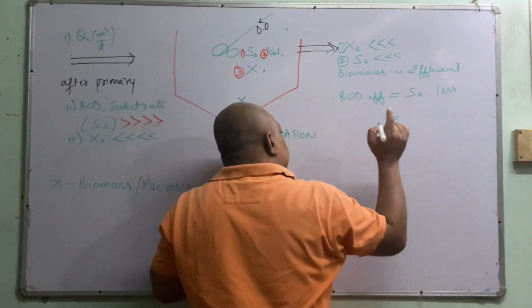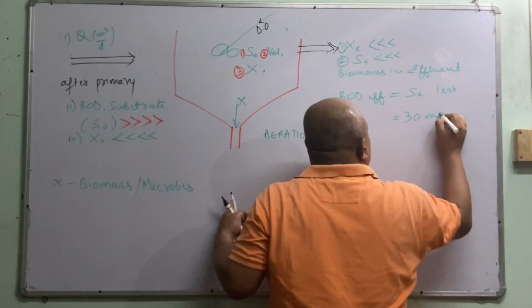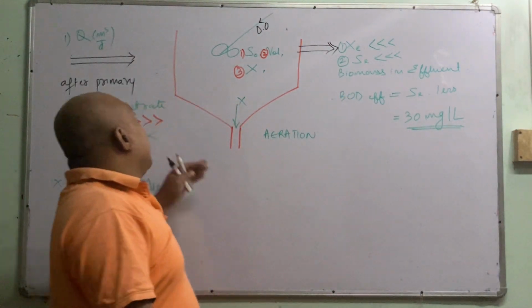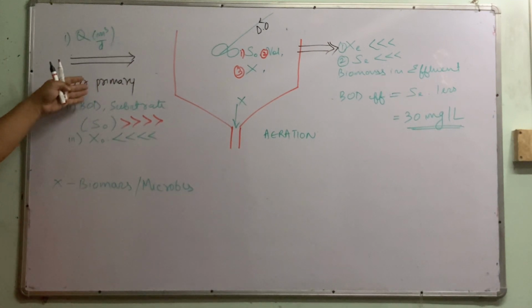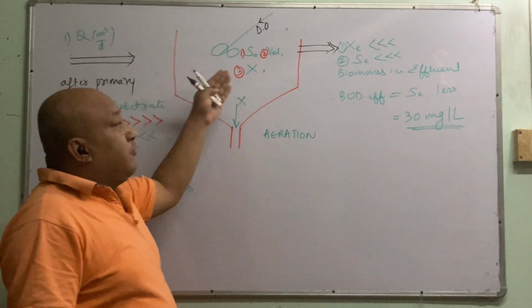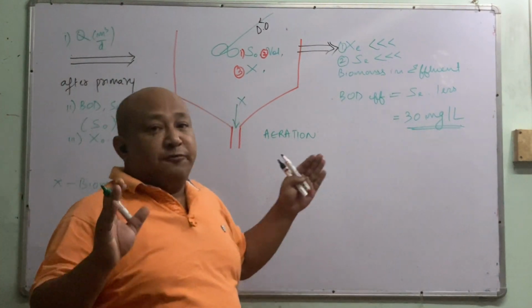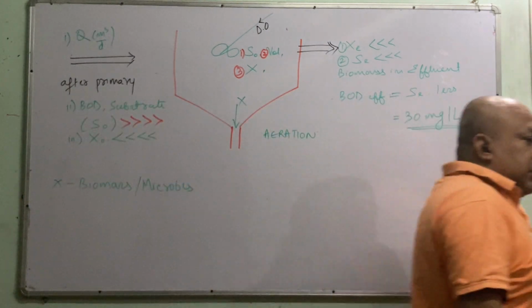How much? As per the permissible limit, it is 30 milligram per liter. Correct? So the incoming BOD may be around say 250, 300 milligram per liter. In domestic wastewater, the effluent will be around 30 milligram per liter as per the permissible limit. And we have to design for that. So now, this is the concept.